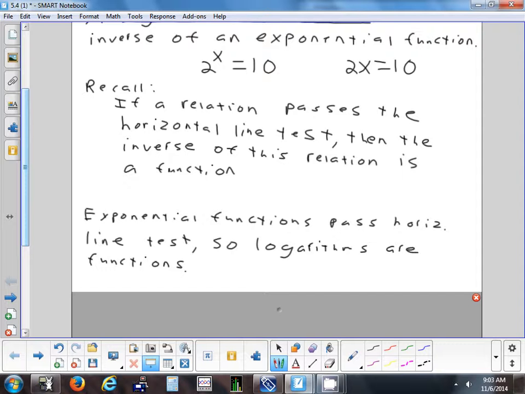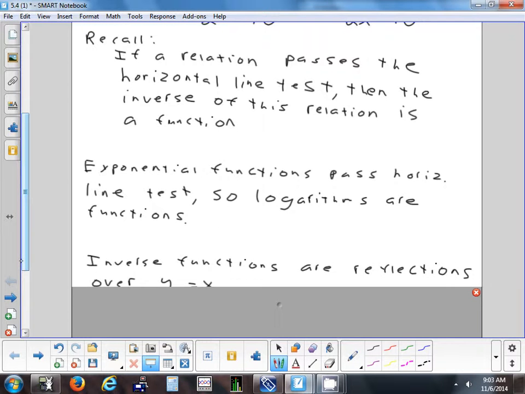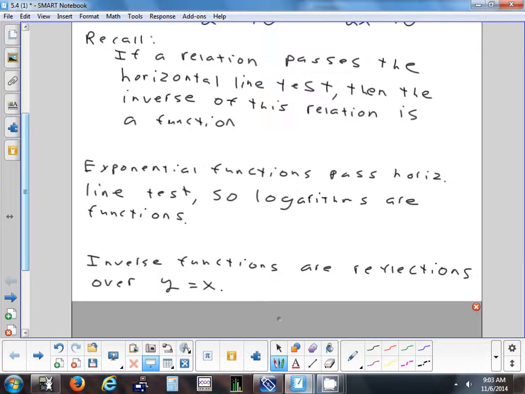No, by inverse you don't mean a reflection. Well, yes, there is a reflection. To generate an inverse, basically if you draw in the line y equals x, and you reflect something over that line, that is its inverse.